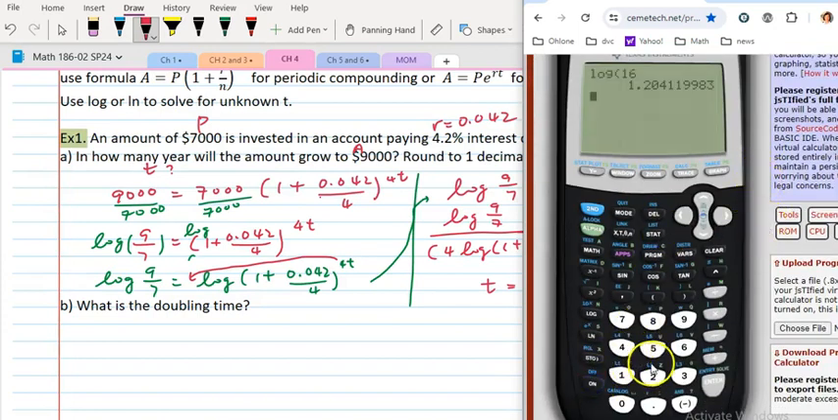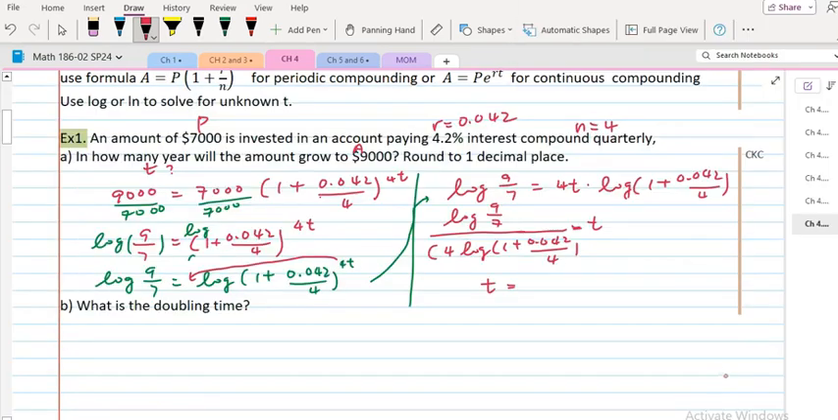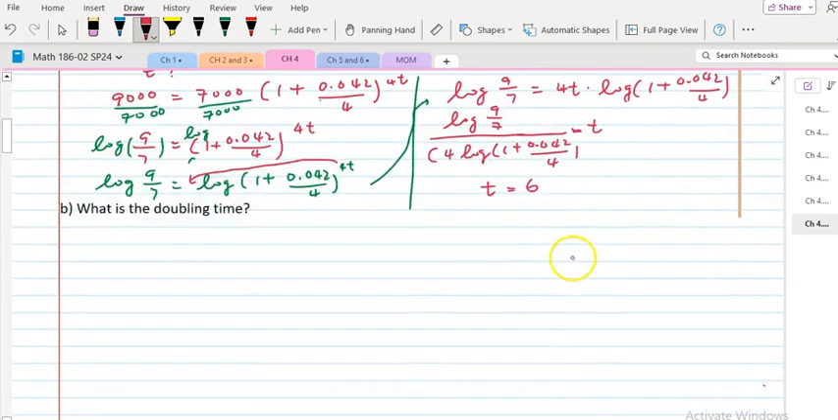So enter it. I would do log, open parenthesis, 9 over 7, close it. Divided by, I have to open a parenthesis because I have to do 4 times log again. Now this one is really long: 1 plus 0.042 over 4, like that, and then close it again. 6.0, 6 years. So in 6 years, it would grow to $9,000, $2,000 more.